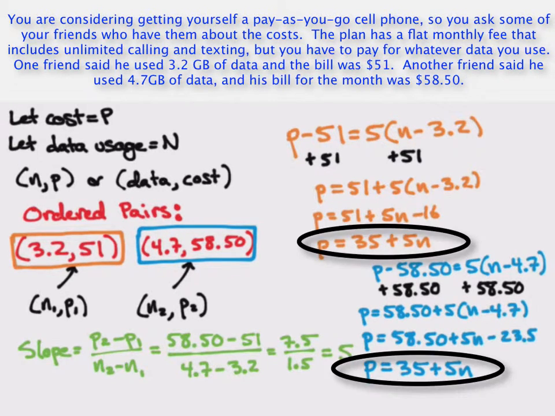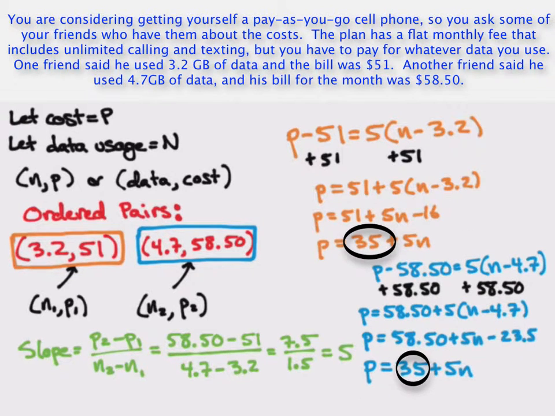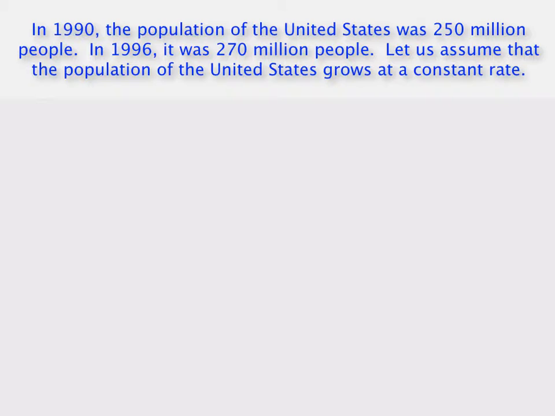If we look at the slope-intercept form of this equation, that $35 is our p-intercept. That's the cost when n equals 0. That's how much it costs before you use any data. That's the flat fee that we were talking about. So that unlimited calling and texting comes at a flat fee of $35, and of course it's $5 for every gigabyte of data thereafter. Alright, last example.